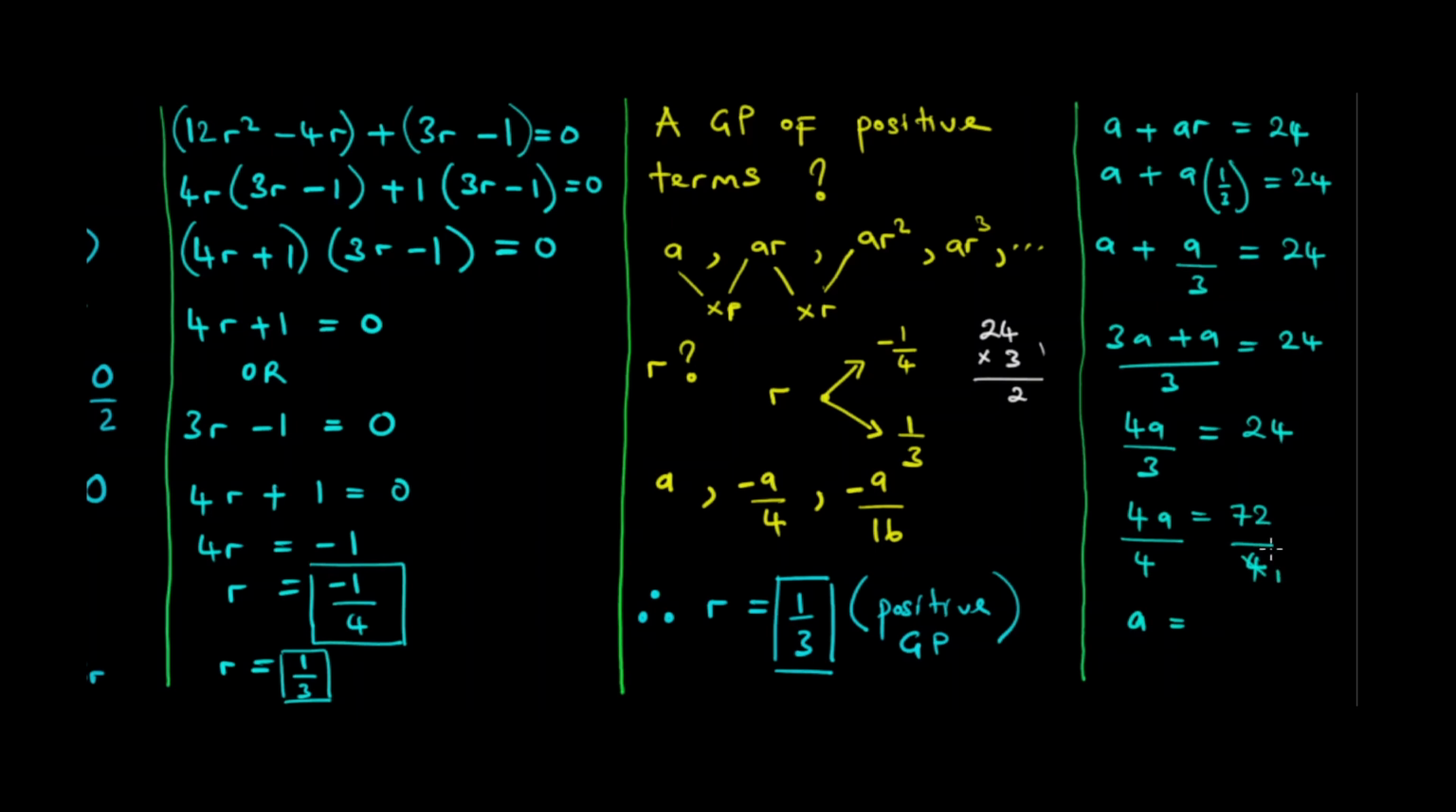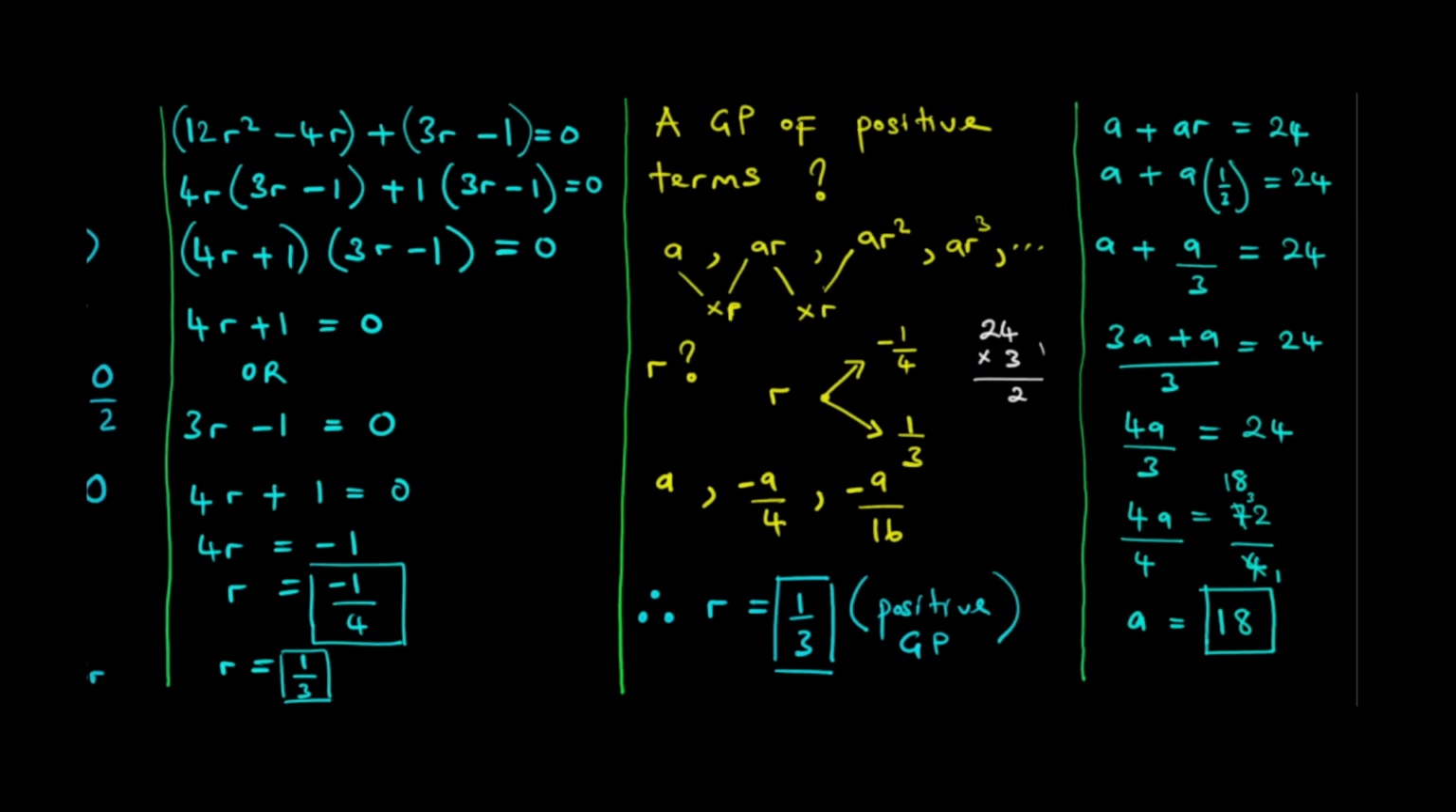So A is equal to 72 over 4. 4 into 7 it's 1, 4, 5, 6, 7, we have 32. What is 4 into 32? That is 8. That means A is equal to 18. That is what A is going to be.